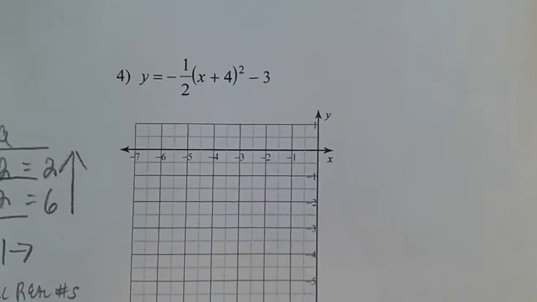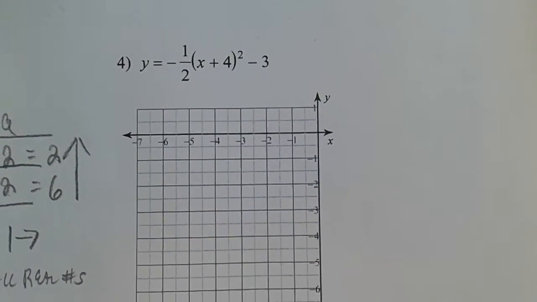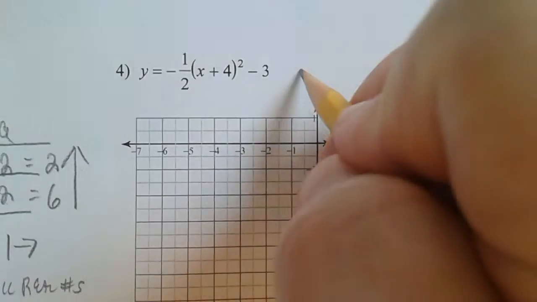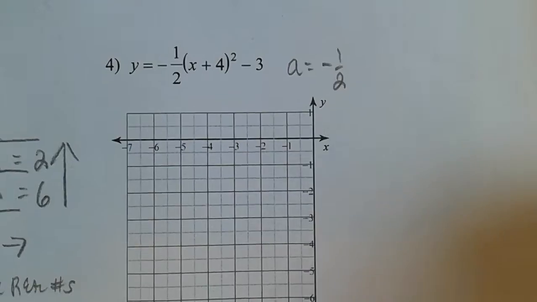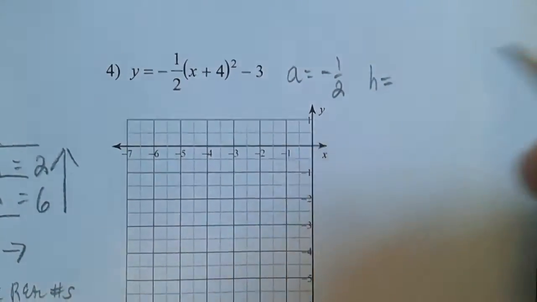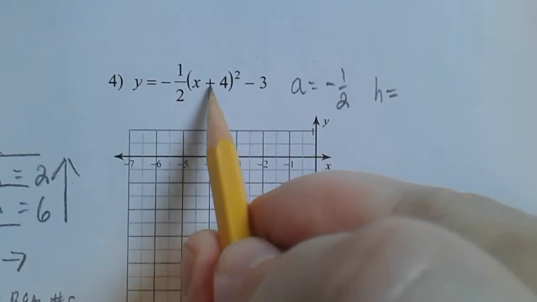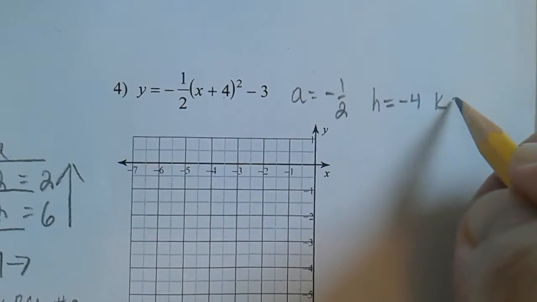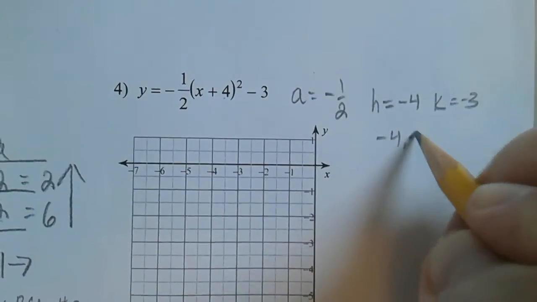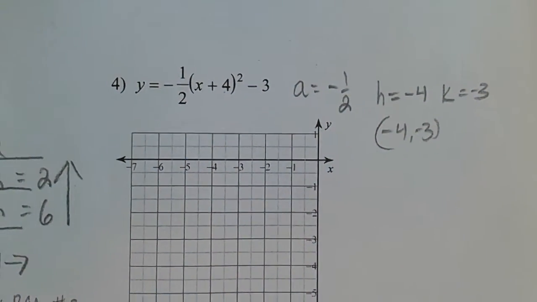Okay, right into number 4, y equals negative 1/2 times (x minus 4) squared minus 3. So a is negative 1/2. Example 4 in your notes was positive 1/2, so it's pretty close to our notes. (x minus 4), switch the sign of the h, keep the sign of the k. So the vertex should be 4, negative 3.